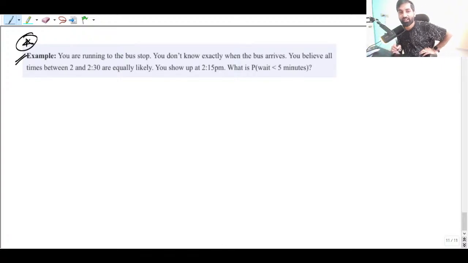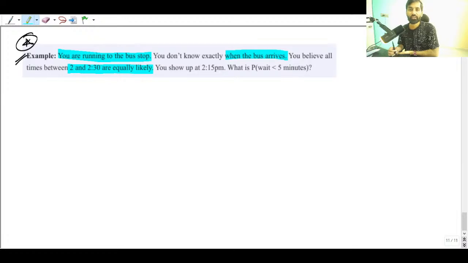You are running to a bus stop, and you don't know exactly when the bus arrives. You believe all times between 2 and 2:30 are equally likely. Equally likely means there is an equal chance. Between this time the bus is going to arrive. You show up at 2:15. So what is the probability that the wait time is going to be less than p?